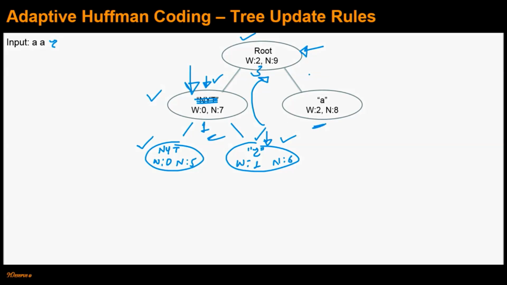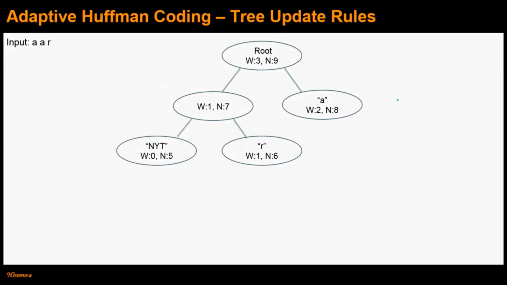So at this point, our tree update is complete for 3 input characters AAR. And the modified tree basically looks like this tree. Node R is inserted here. The new NYT node is the left node of node R. Then the weights for the parent chain of node R are correctly updated, right?